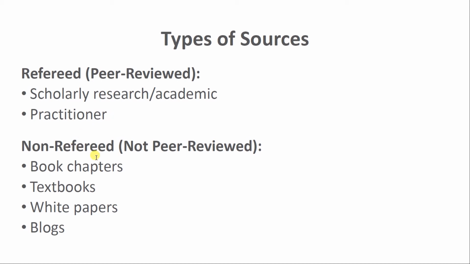Now, within the next category of non-refereed or not peer-reviewed types of sources, these include things like book chapters, textbooks, white papers, blogs, and these either don't have any type of review, or if they do have some type of review process, it's not akin to what we would classically think of as a peer review process or a referee process.